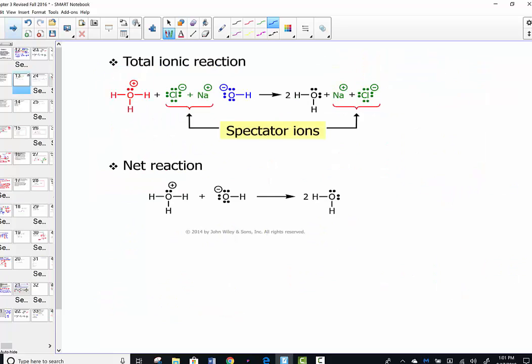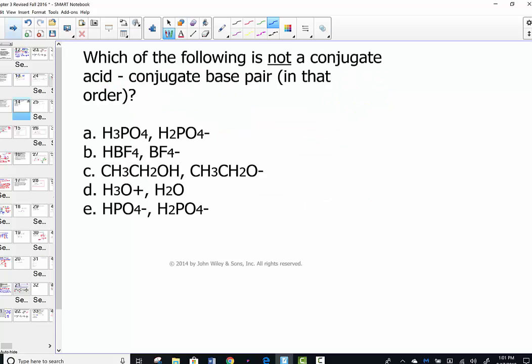So this is what we've shown: the sodium ion and the chloride ions being eliminated because they are spectators, and we show the formation of water molecules. So hydronium, H3O+, reacts with hydroxide, OH negative, forming water. An acid-base neutralization.